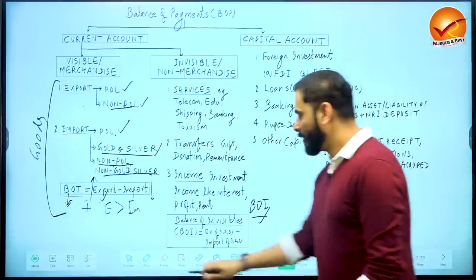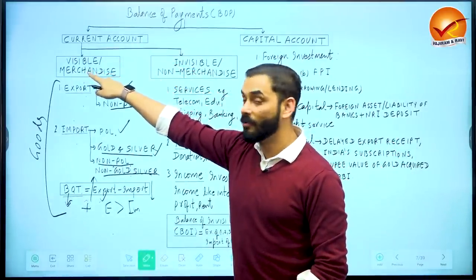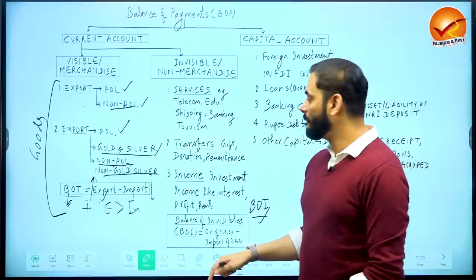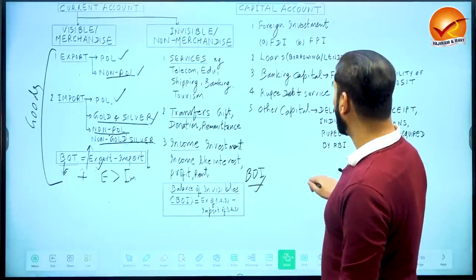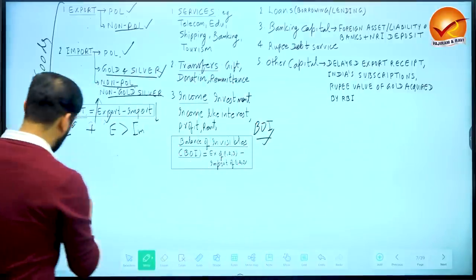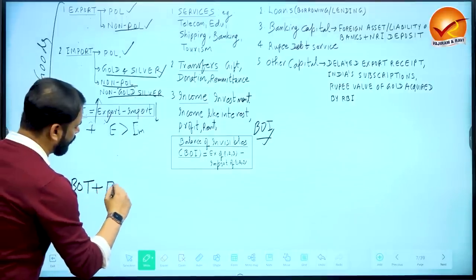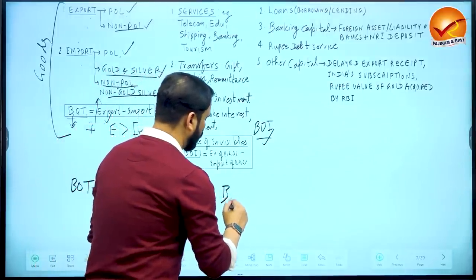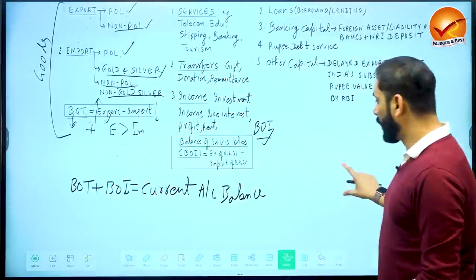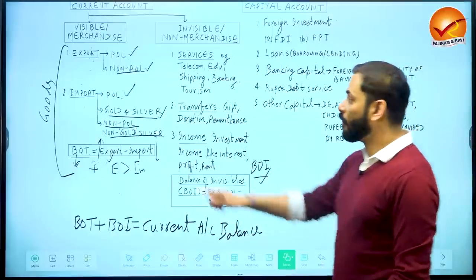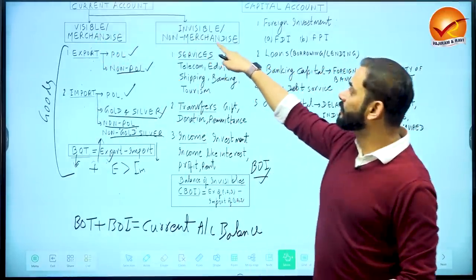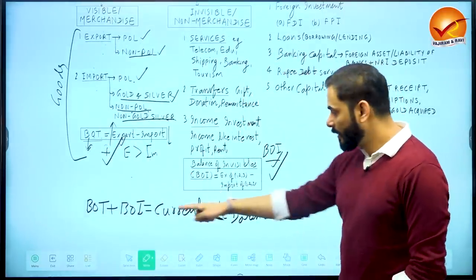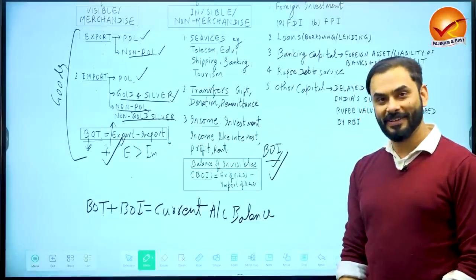So see, what have we done? We have so far understood what is the meaning of current account. Current account has two parts, visible and invisible. This part is called balance of trade. This is called balance of invisible. Now, if you take both balance of trade plus balance of invisible, it is called current account balance. So what is the balance in current account? It depends upon what is the balance in merchandise and what is the balance in invisible. So whatever is the balance in trade plus the balance of invisible, these two things taken together is called current account balance, right?